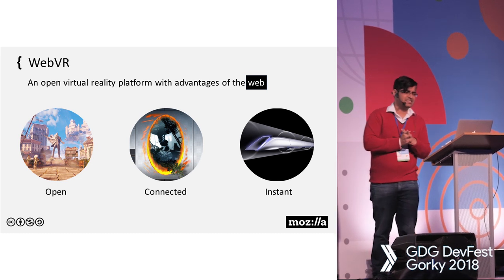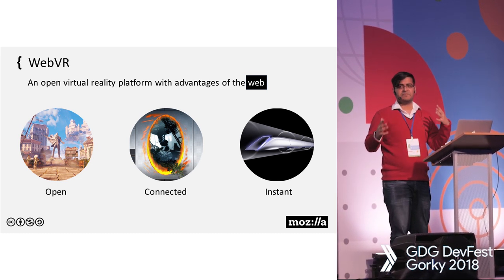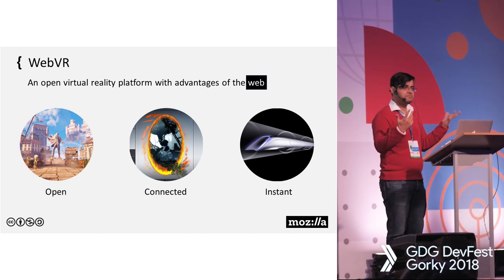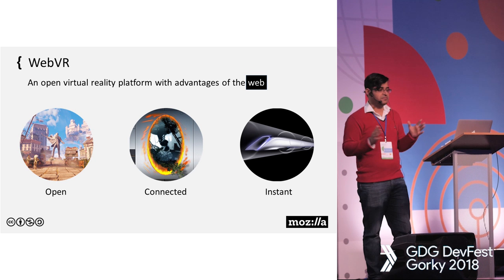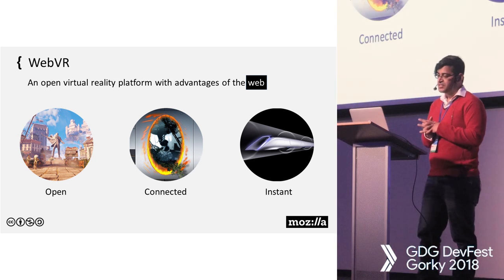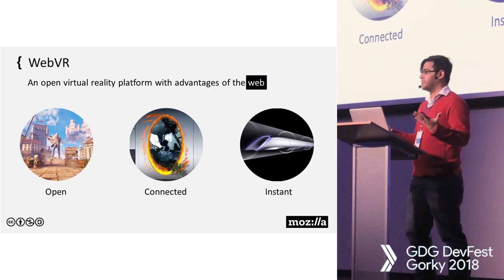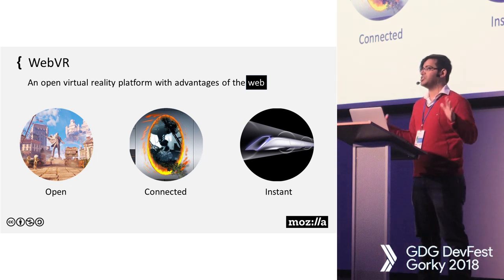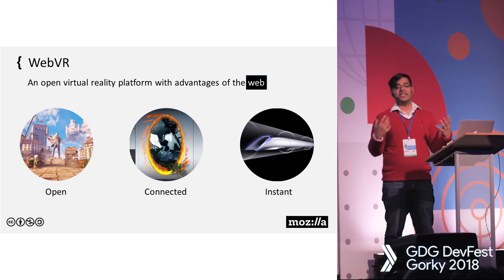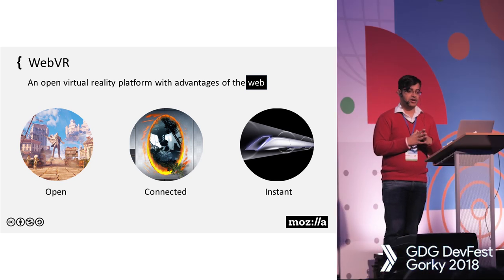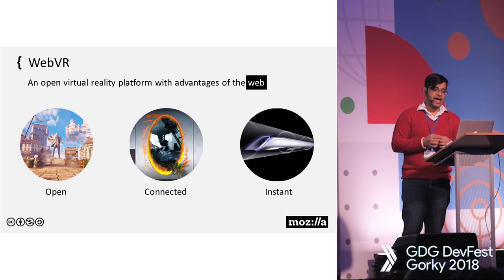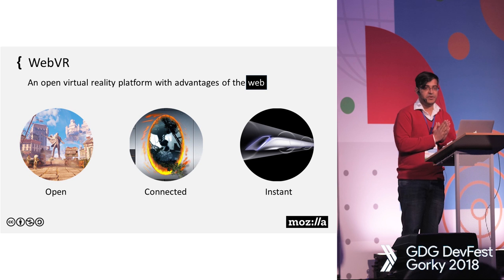So what is this? Can a browser even display graphics at a good enough rate to match performance of native apps? I was skeptical. But then it did make quite a good case. It was compelling. So first of all, it was open, because anybody can publish anything, because it's the web. Different VR scenes can be very easily connected with each other, because you have hyperlinks and you have portals in these scenes. And one could have instant VR experiences.